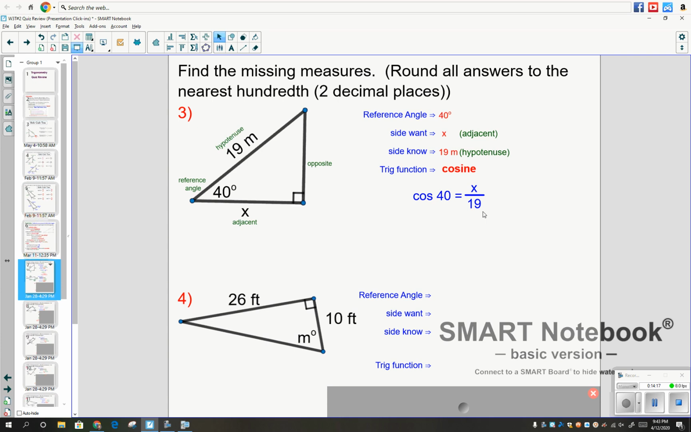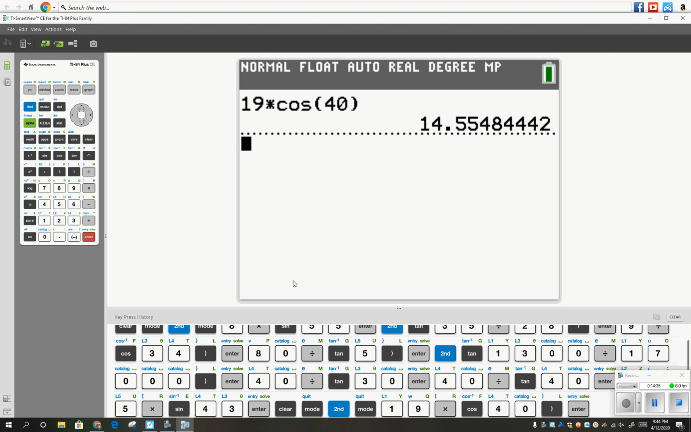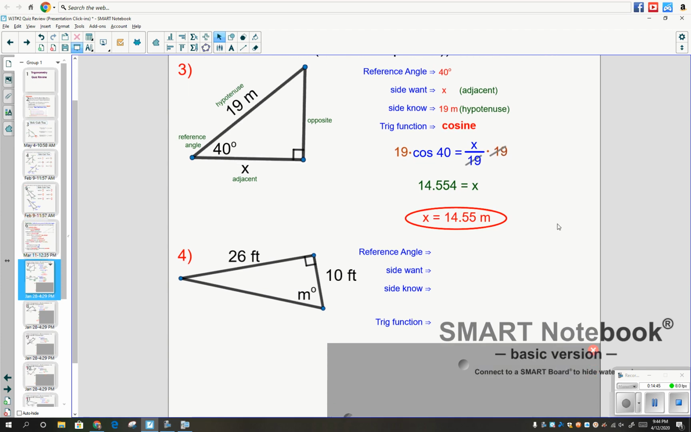Solving for a side, clear fractions. What number is in the denominator? 19. So multiply both sides by 19, they cancel out. I get x equals 19 times cosine of 40. Type that into my calculator. 19 times cos 40, close the parentheses. I get 14.554. Rounding to 2 decimal places is 14.55 meters.